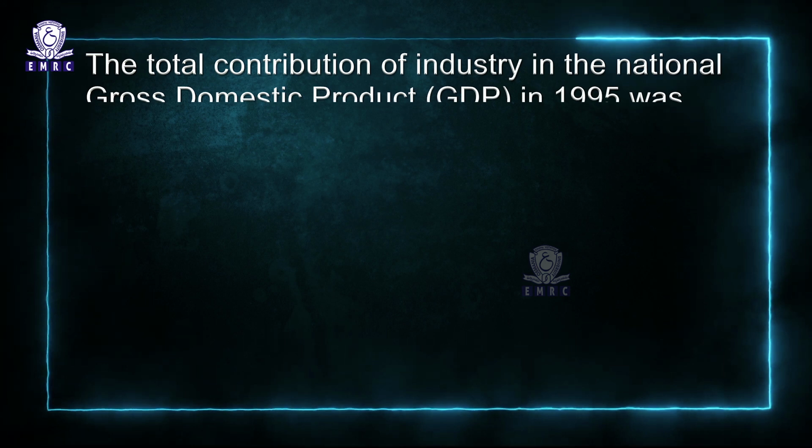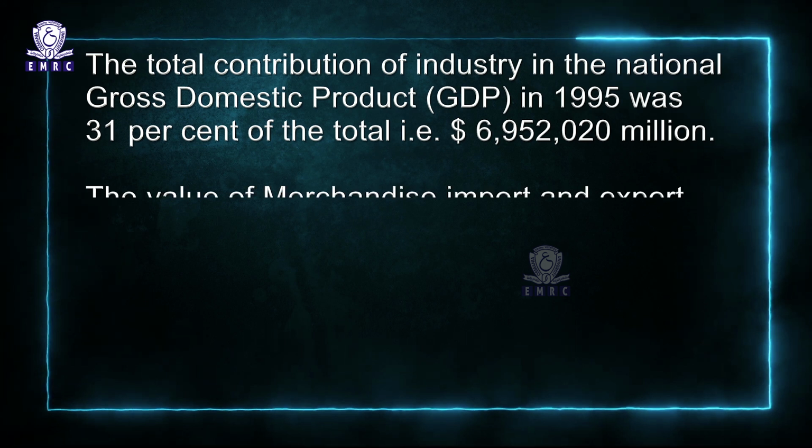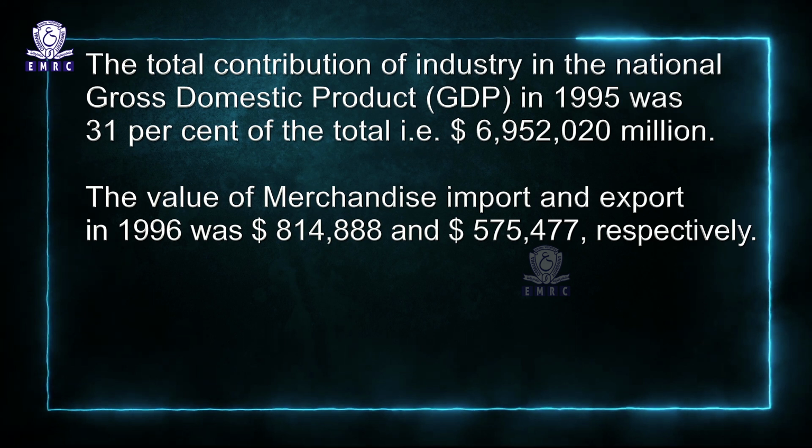The total contribution of industry to the national gross domestic product in 1995 was 31% of the total. For example, 69,52,020 million. The value of merchandise import and export in 1996 was $8,14,888 and $5,75,477 million respectively. At least 26% of the population are directly or indirectly involved in manufacturing industries.